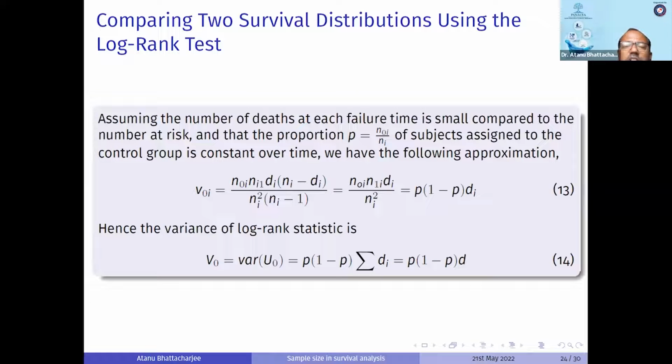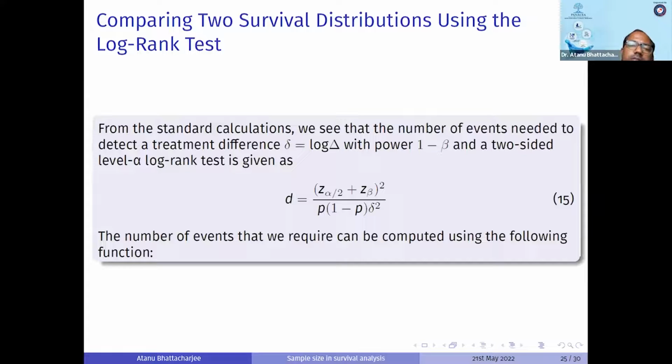So these are the functions. The simplified form is basically p multiplied by 1 minus p with di. Once you have two survival distributions to compare, we use p multiplied by 1 minus p and di, where di and p are the number of subjects assigned to the control group and to the experimental group. These are the computational steps. The d can also be formulated like that, standard calculations.